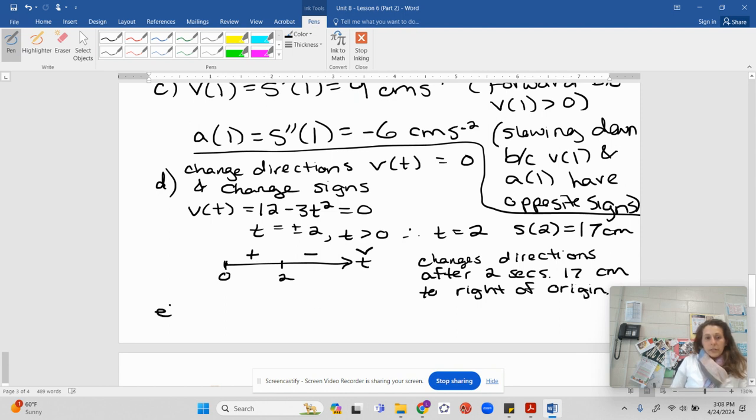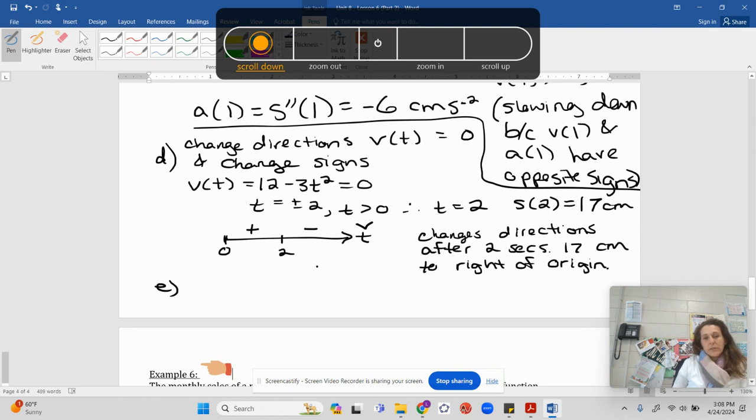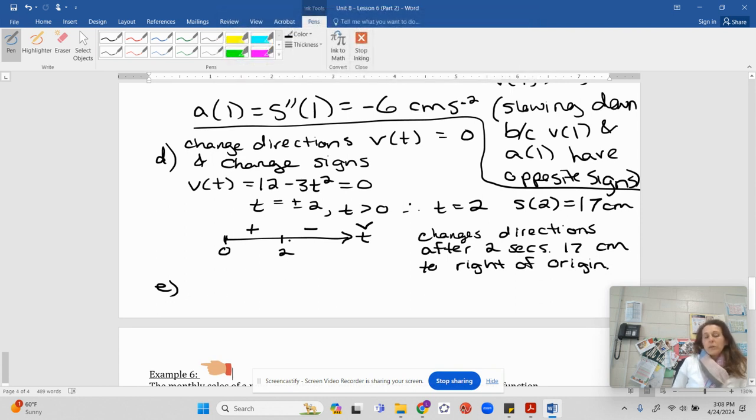And the last question, E, says, during the first 5 seconds, at what time is the object farthest from the origin? Well, that too is quite important because I know that the velocity is positive and then goes negative. Its position at 0 seconds is 1. It continues to move to the right until 2 seconds, and it ends up at 17. Then it starts to move to the left.